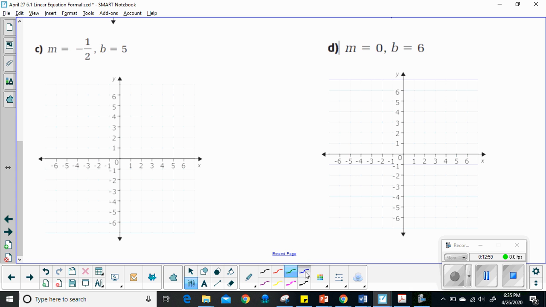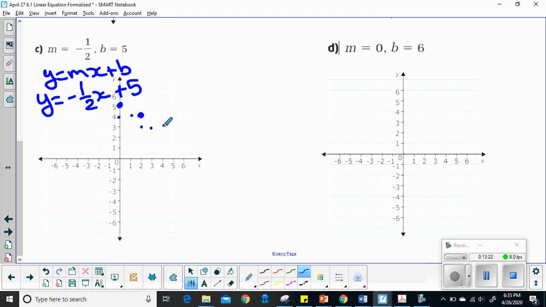Let's see, we've got y equals mx plus b. So in this case, there's my m. So I've got y equals -1/2 x. B is 5, so plus 5. So we're going to put a dot at plus 5, and then we're going to go down 1, right 2. 1, 2, dot. Down 1, right 2, dot. Down 1 over 2. Okay, I'm off my graph. Let's draw my line.